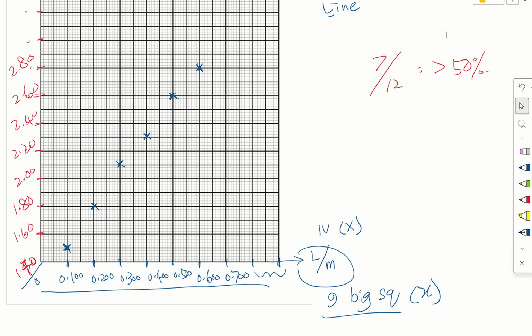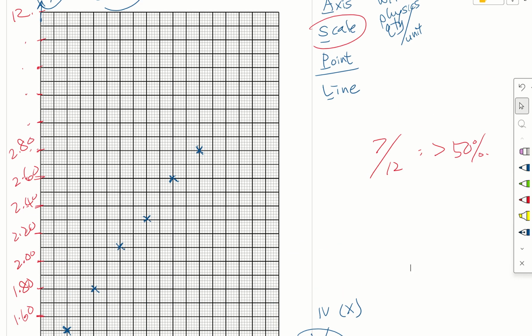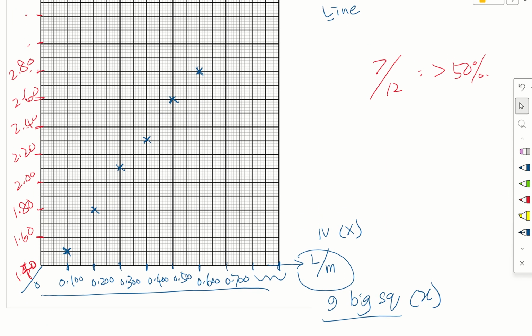Now you need to put your ruler and make sure that the best fit line is as close to each point as possible. Now I can have a best fit line whereby I don't have any points on it. So let me show you how it looks like.